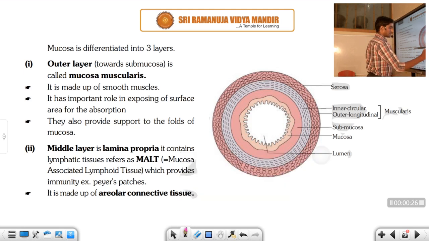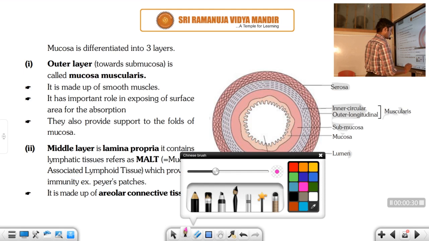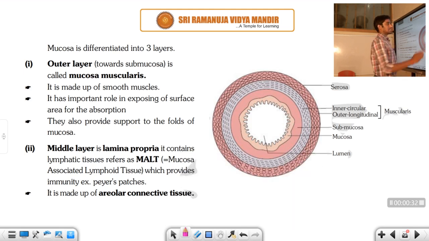You can see the first part indicates the serosa, that is the outermost part, and the muscular part is called the muscularis. Inner circular muscularis and outer longitudinal muscularis. This is about the second one. This is the first one.